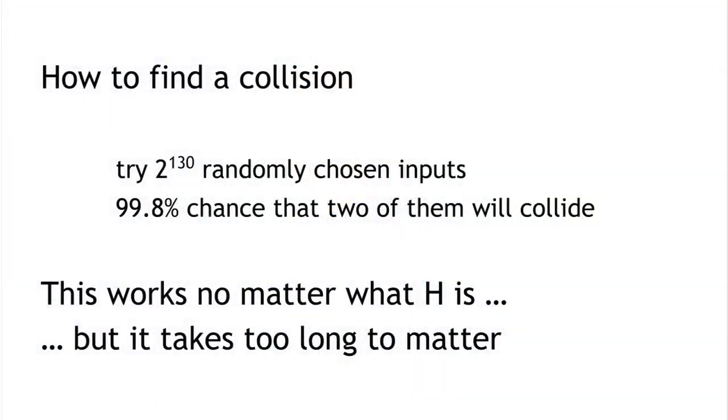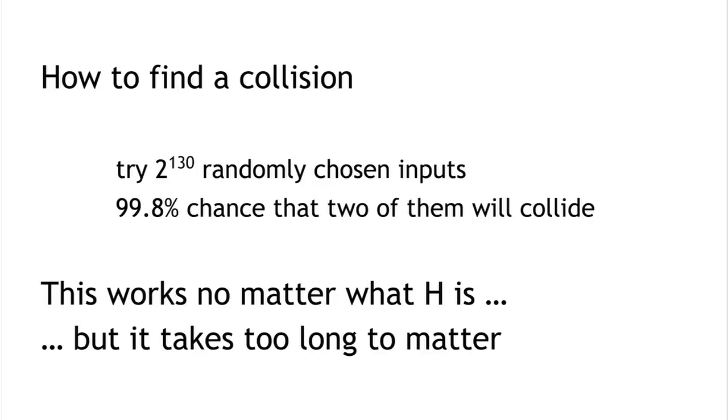And the method works like this: we're going to pick 2 to the 130 randomly chosen inputs over on the left cloud of that previous diagram. And if we pick those 2 to the 130 randomly chosen inputs, it turns out there's a 99.8% chance that at least 2 of them are going to collide. And so this is a very simple method for finding a collision. It works no matter what the hash function is, but of course the problem is that this takes a very, very long time to do.